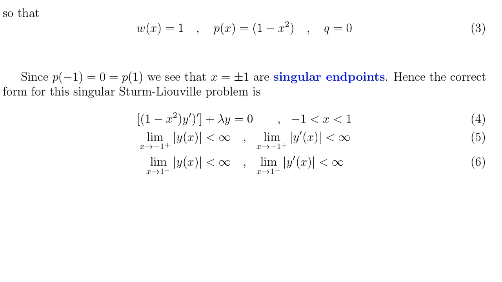Notice p at minus 1 is 0, and p at 1 equals 0, and so we see that x equals plus and minus 1, the boundary points, are singular points. And hence the correct form of the singular Sturm-Liouville problem is given in 4, 5, and 6, where for boundary conditions we require the function and its derivative to be bounded at the boundary points, at the singular boundary points.